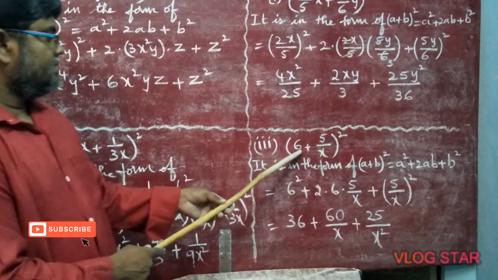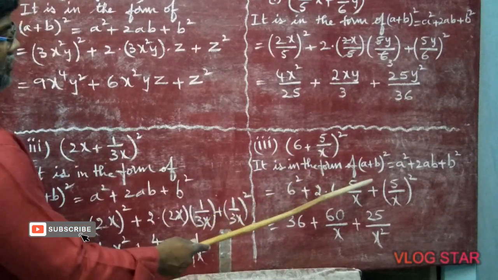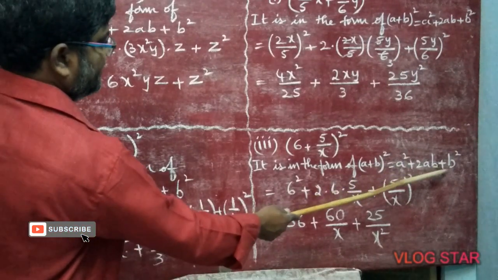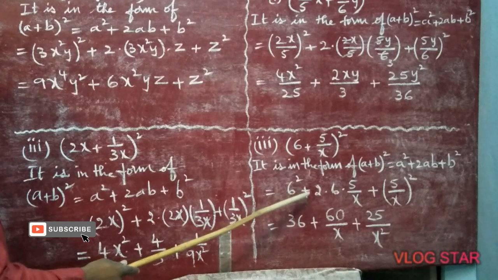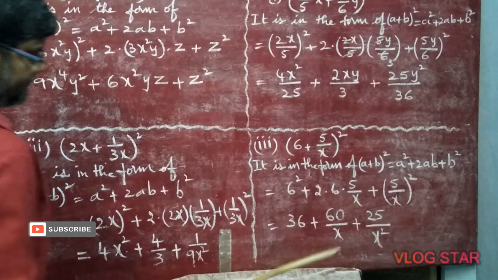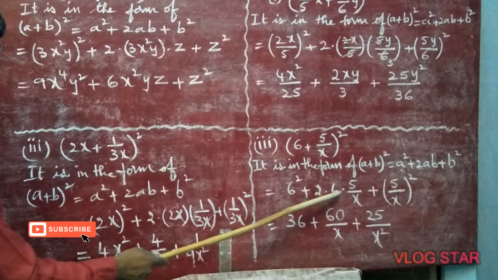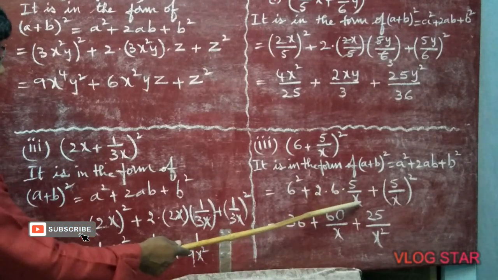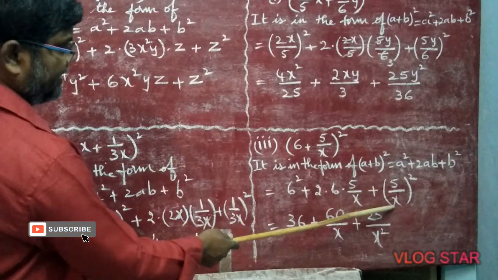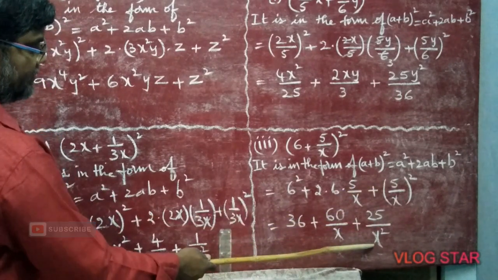Third bit: (6 plus 5 by x) whole square. It is in the form of (a + b) whole square, which is equal to a square plus 2ab plus b square. 6 square plus 2 into 6 into 5 by x plus (5 by x) whole square. 6 6s are 36, 2 6s are 12, 12 5s are 60, and just x is there in the denominator, so 60 by x. And (5 by x) whole square: 5 square, 5 5s are 25, x square.